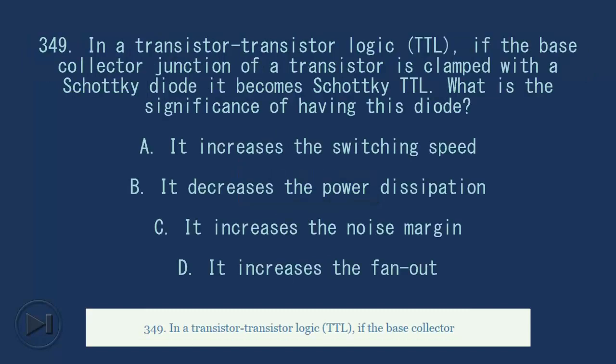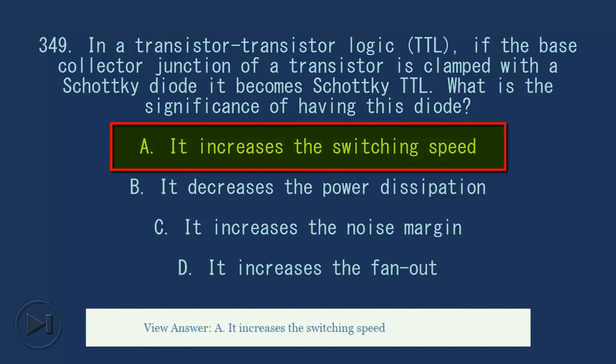349. In transistor-transistor logic, TTL, if the base-collector junction of a transistor is clamped with a Schottky diode, it becomes Schottky TTL. What is the significance of having this diode? A. It increases the switching speed. B. It decreases the power dissipation. C. It increases the noise margin. D. It increases the fan out. Answer, A. It increases the switching speed.